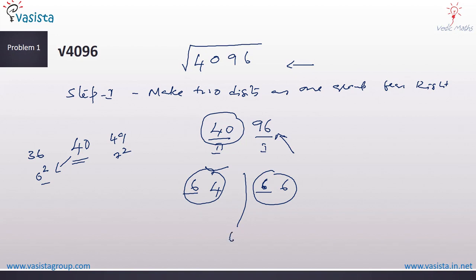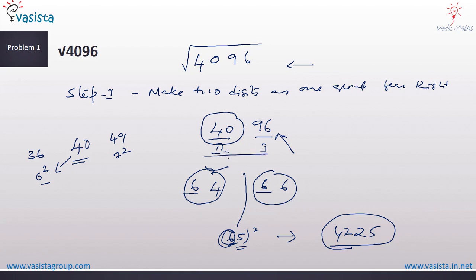Now find 65 square. What is 65 square? That is 25, and 6 into 7 is 42. Now compare 4225 and 4096. Which is the lesser one? 4096 is the lesser one. So 64 is the answer here. The square root of 4096 is 64.